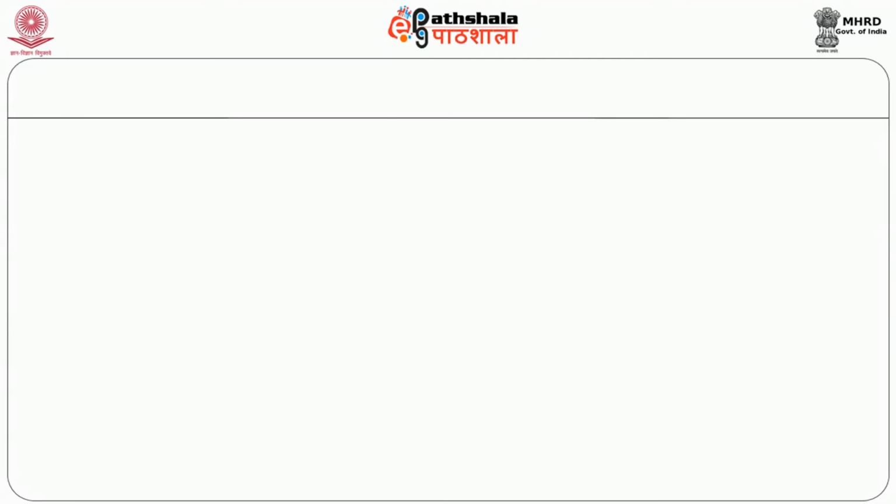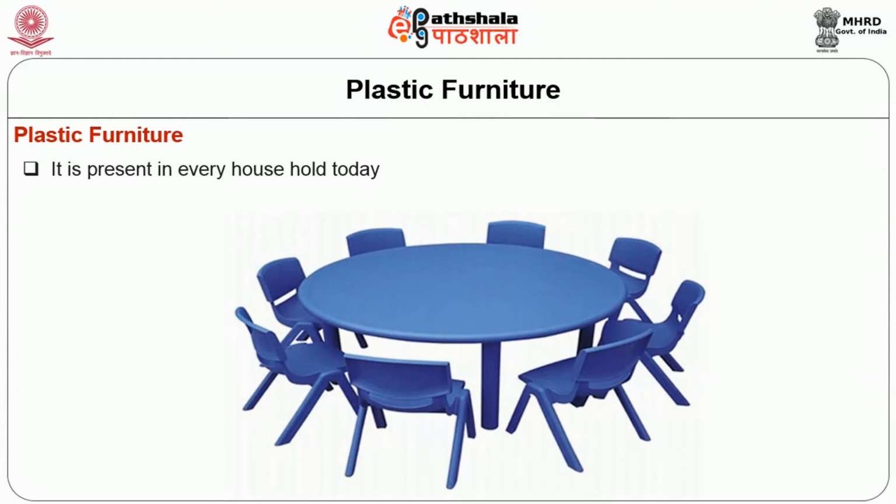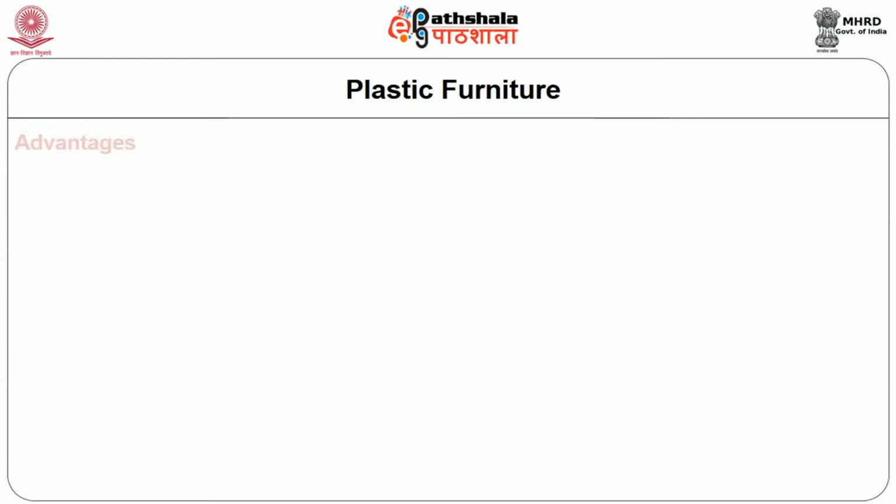Next, we'll talk about plastic furniture. Plastic furniture is present in every household today. It has dominated its presence in every industry. What are the advantages of using plastic furniture? Plastic furniture is inexpensive when compared to wood or glass or metal. It is light in weight. You can move it to any convenient location without help and without much strain. Generally, it is unbreakable. It does not break when it is handled roughly.